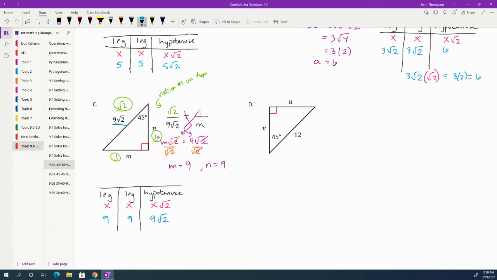All right, let's do another one. D is going to be slightly more complicated because of the numbers that I chose, and it's all on purpose, so hang in there. All right, so each leg, U is a leg, V is a leg. I'm going to put 1 in a circle there, and then my hypotenuse square root of 2.